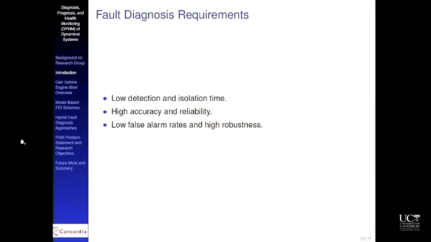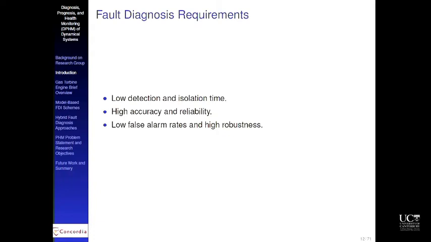Now, in terms of requirements that you have for your diagnostic system, obviously what you need to do is to come up with a system that detects the presence of the fault as soon as possible. That's your first objective or your first requirement. Can I detect the fault as soon as possible? The same thing, can I isolate the fault as soon as possible? And then you need to worry about the classification and the rate of classification of your fault.